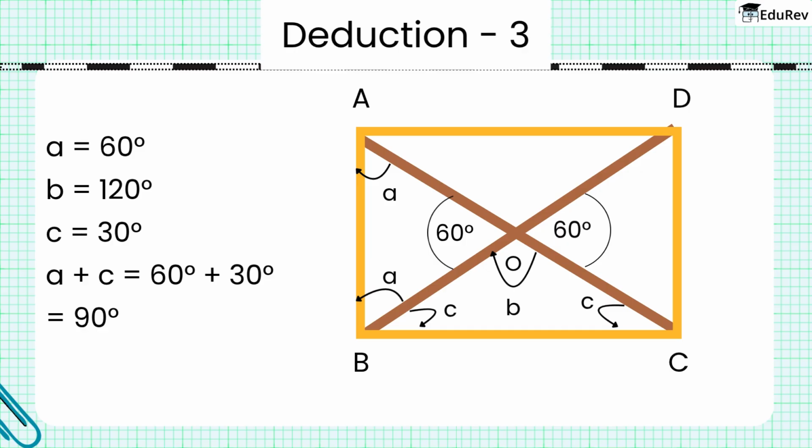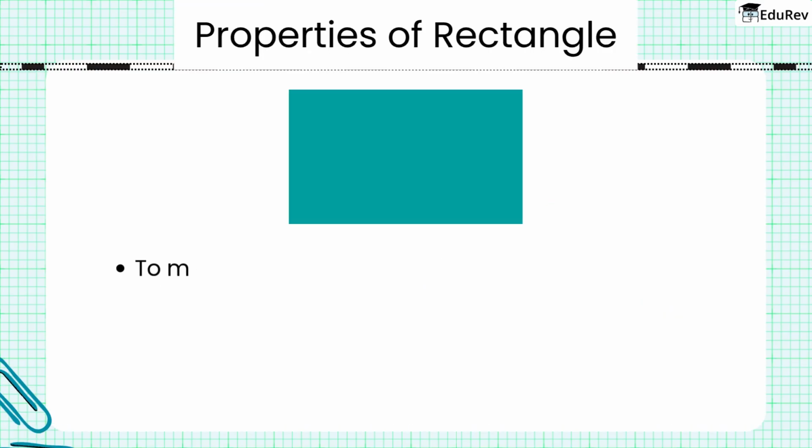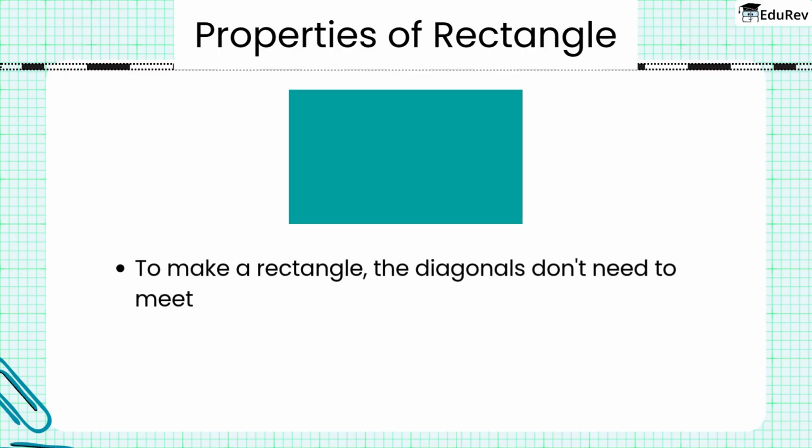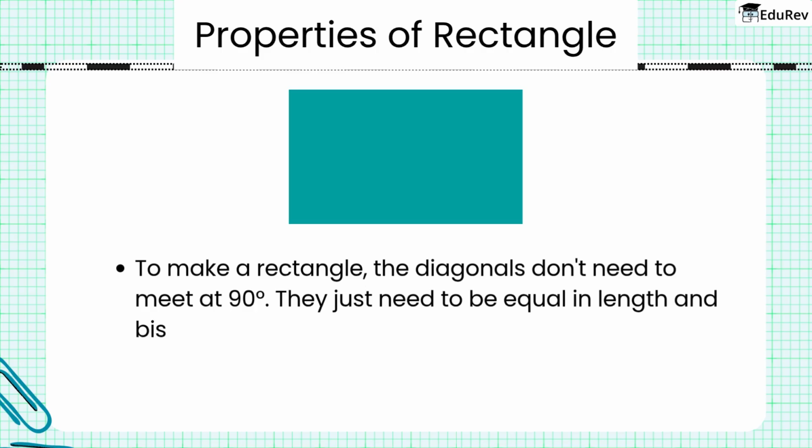If we do this similarly for all the triangles, we will get that all four angles are 90 degrees each, and hence it is a rectangle. This confirms it. To make a rectangle, the diagonals don't need to meet at 90 degrees. They just need to be equal in length and bisect each other.